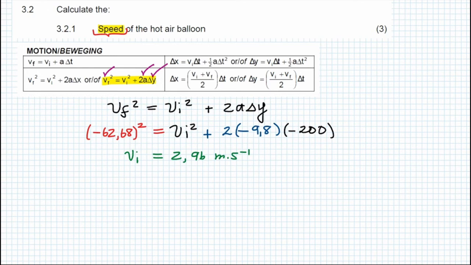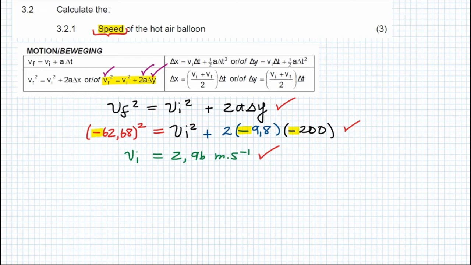You're firstly going to get a mark for your formula. Then you're going to get a mark for your substitution, and finally, you'll get a mark for your final answer. As you can see, and I know I keep emphasizing this, I do apologize, but please remember to take direction into consideration or you're not going to get your marks.